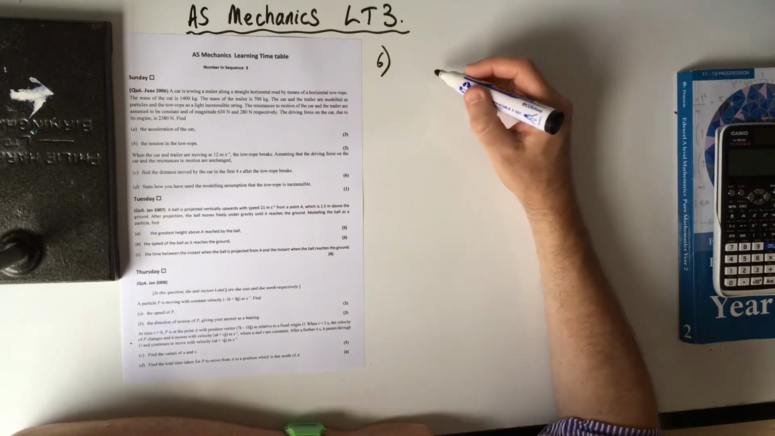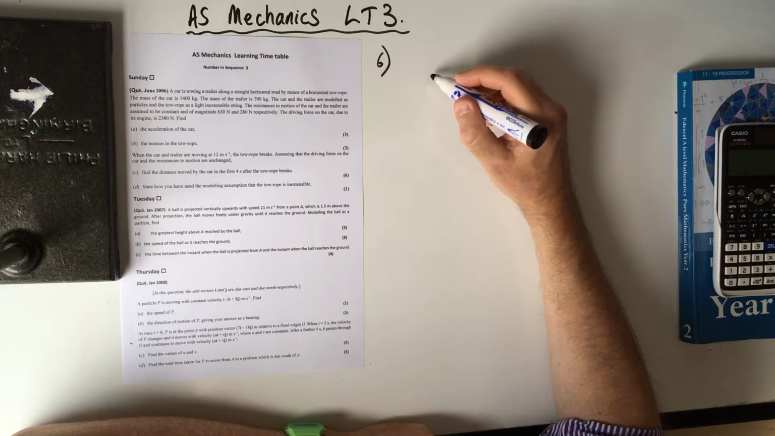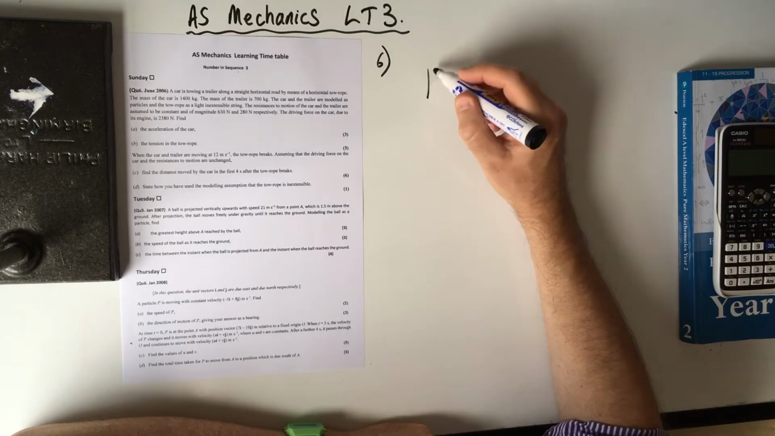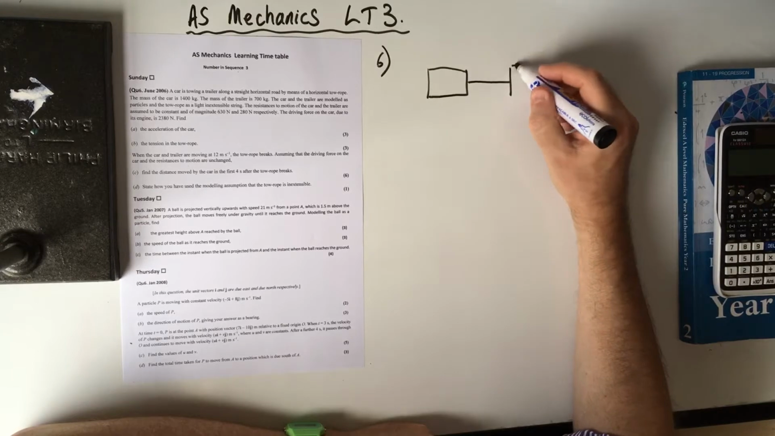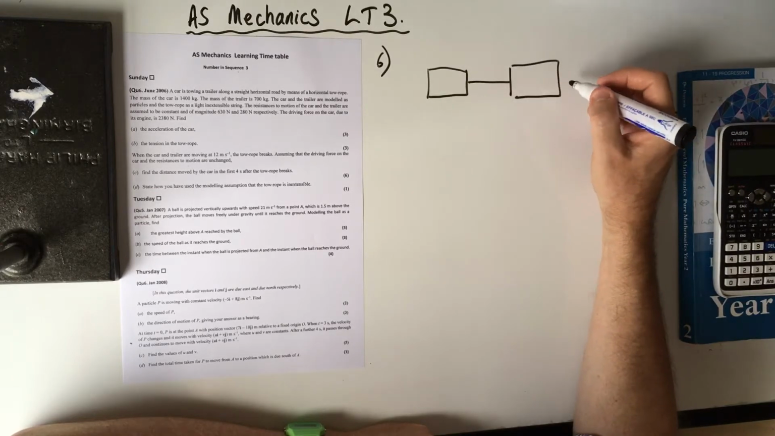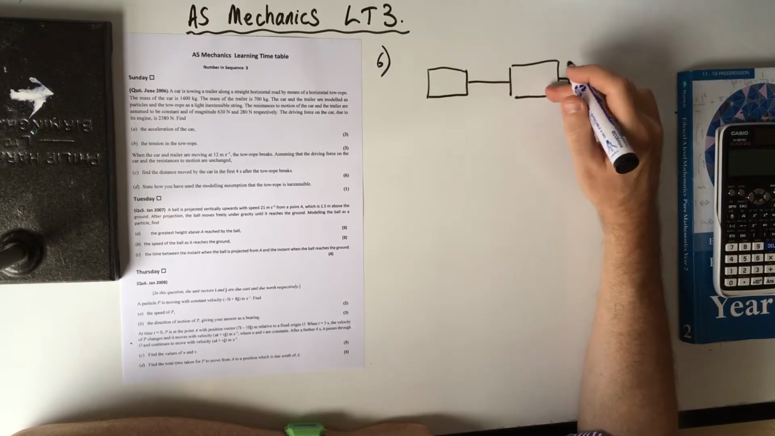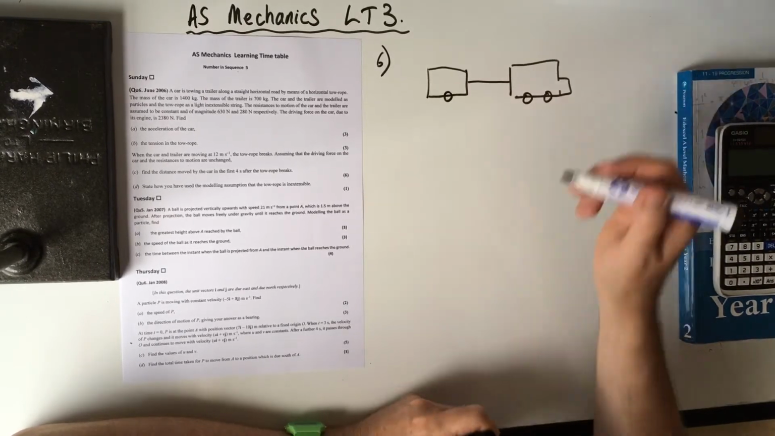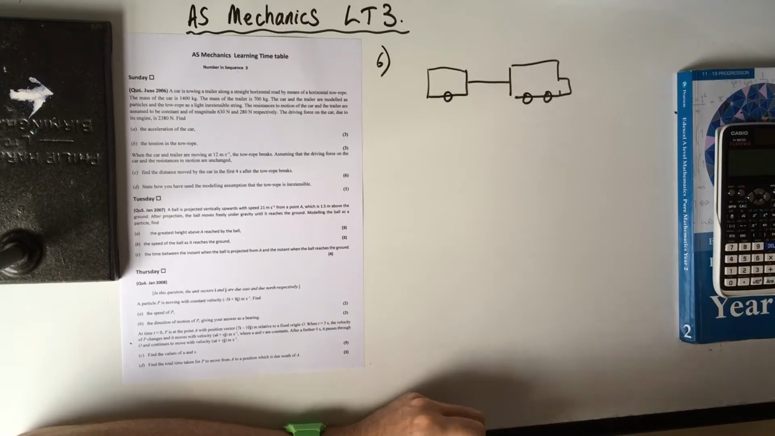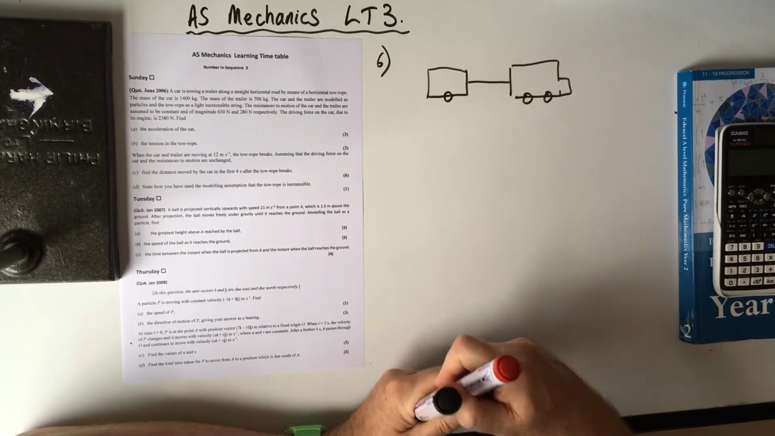Okay, so what I'm going to do is draw a diagram. You should always do this, and then I'm going to put all my forces on. So there's the rope, there's the car. Not my best drawing of a car. Let's put some wheels on it and a wheel on the trailer. And I'm going to put all the mathematical information on that.